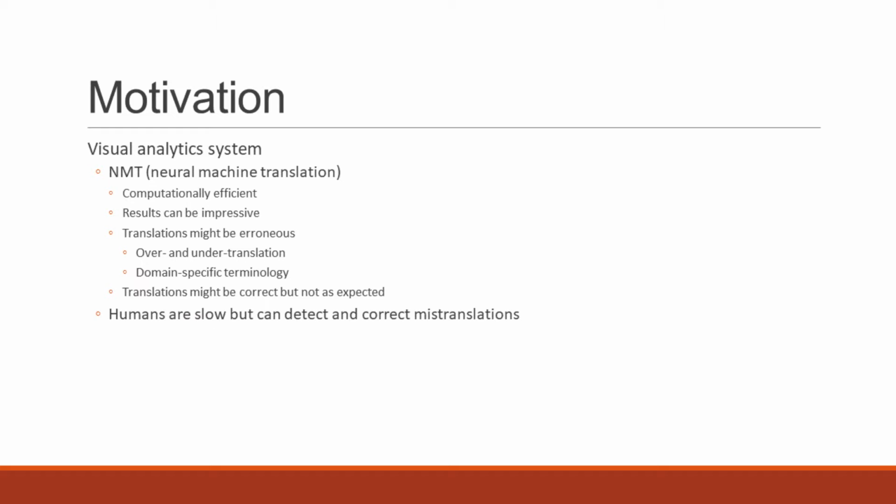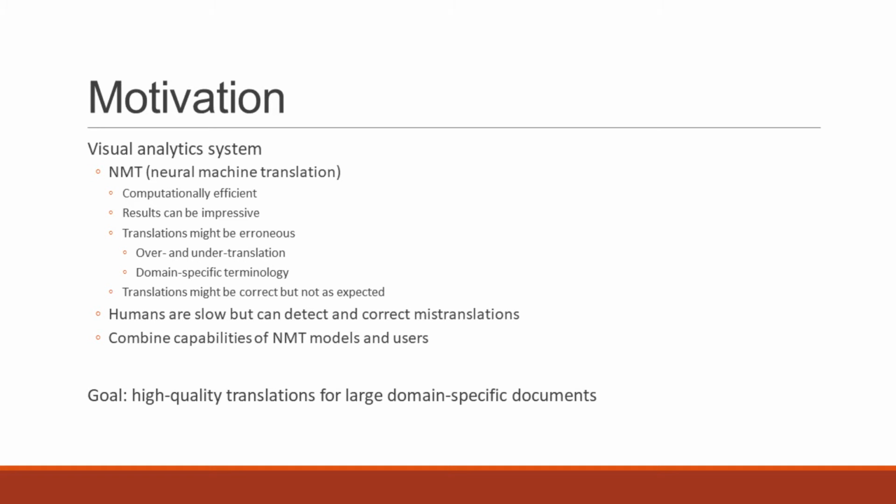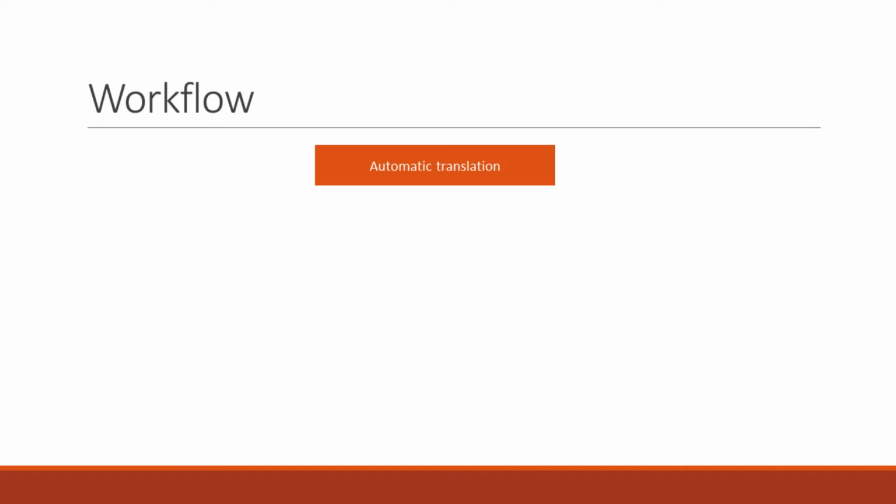Humans are slow but can detect and correct mistranslations. In a visual analytics system, both capabilities can be combined to generate high-quality translations. In our approach, a document is first translated with a neuro-machine translation model. We implemented an LSTM-based and a transformer architecture for this.